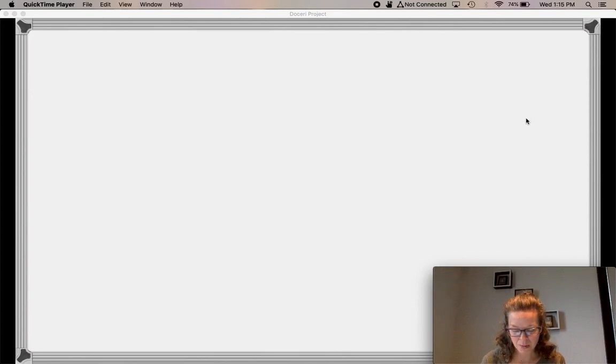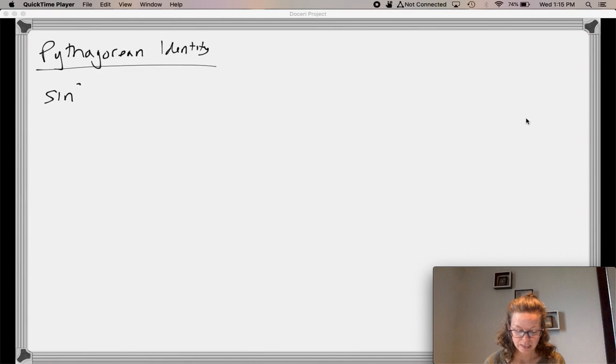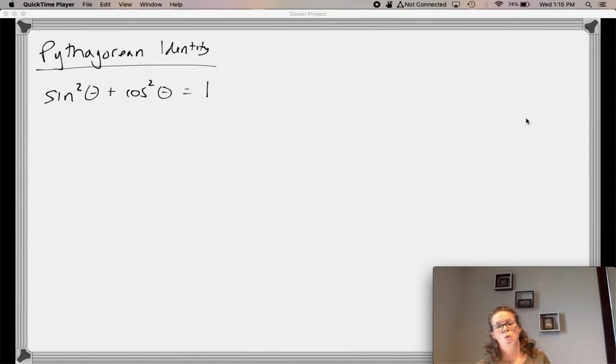Today we are going to talk about something called the Pythagorean identity. And the Pythagorean identity says that sine squared of an angle plus cosine squared of an angle is equal to 1. Now, the reason why this is called the Pythagorean identity is because it actually stems from the Pythagorean theorem.